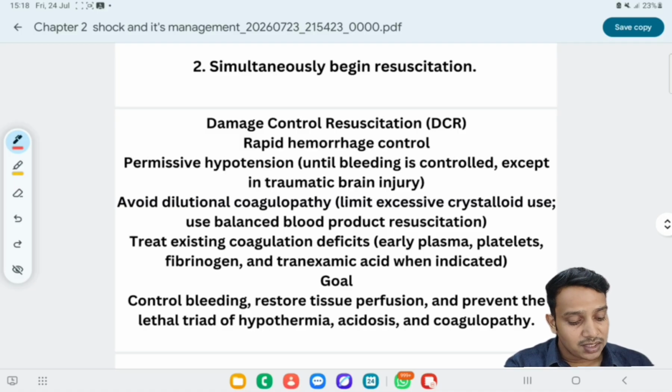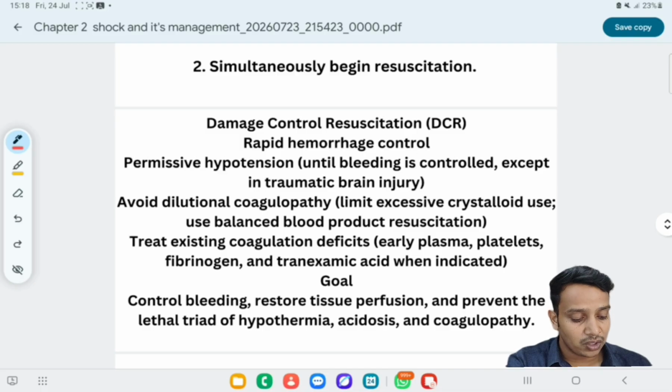Also avoid dilutional coagulopathy by not infusing excess crystalloid fluids to the patient, and as soon as possible use blood products in your resuscitation. Also treat any existing coagulation disorder using plasma, platelets, and fibrinogen, and use tranexamic acid as soon as possible in trauma patients.